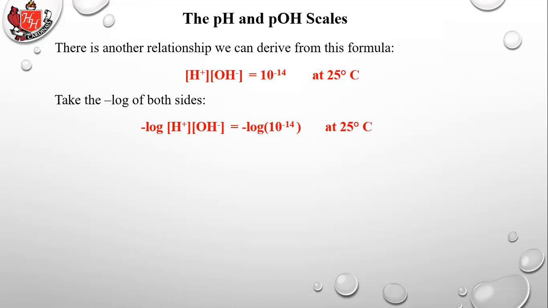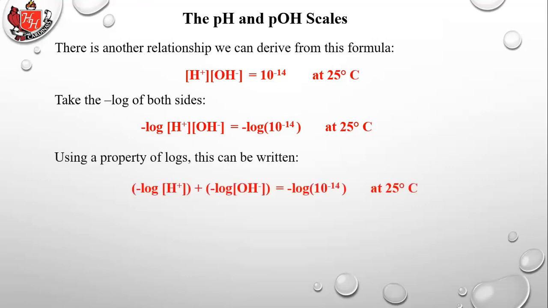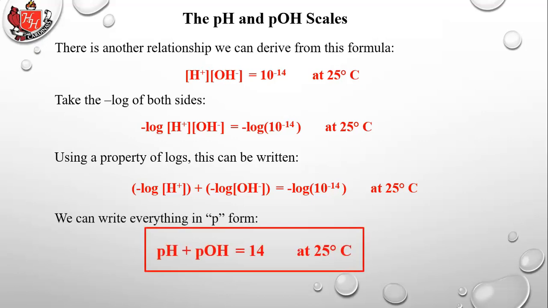Okay, so take the negative log of both sides. And I'm not going to go into the log math here. You don't have to really know how to do this. And you get negative log of 10 to the minus 14th. So using the properties of logs, again, we're not going to go into that, this can be written the way you see it right there. And so pH plus pOH equals 14.